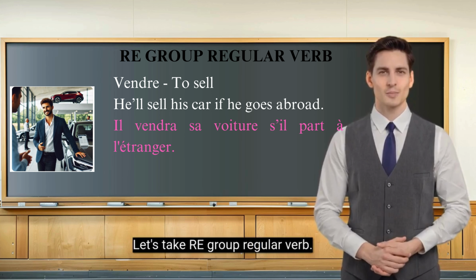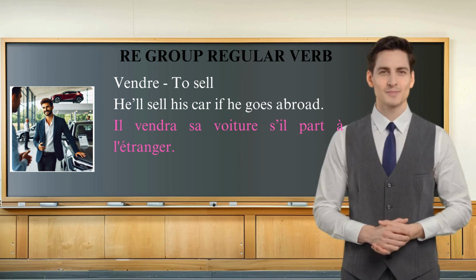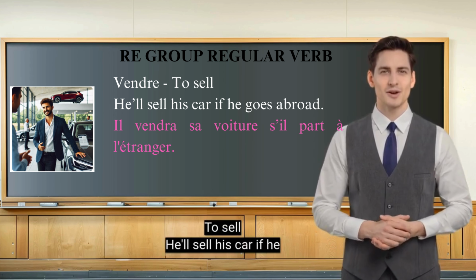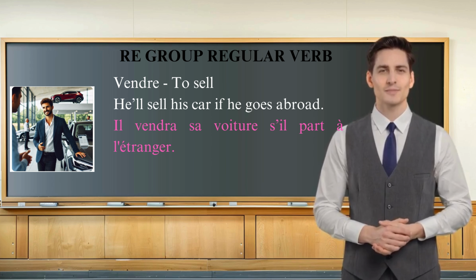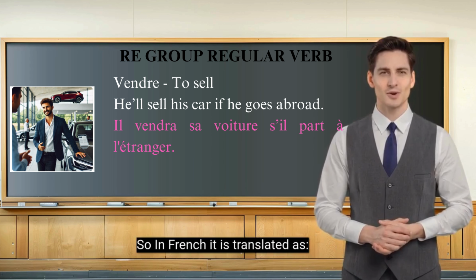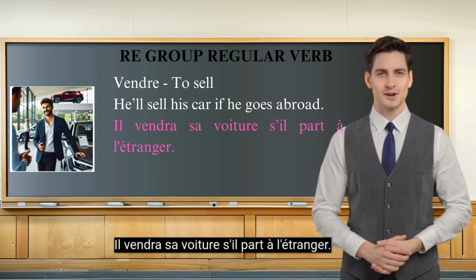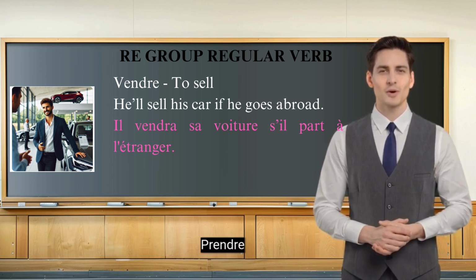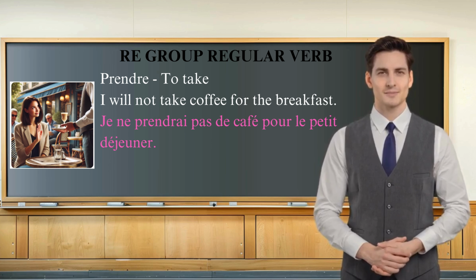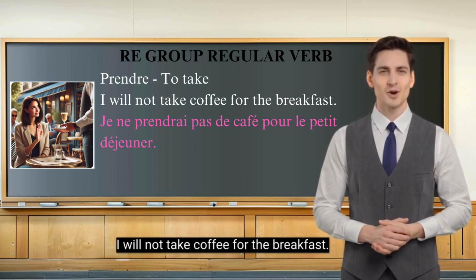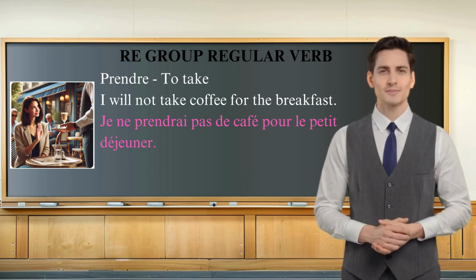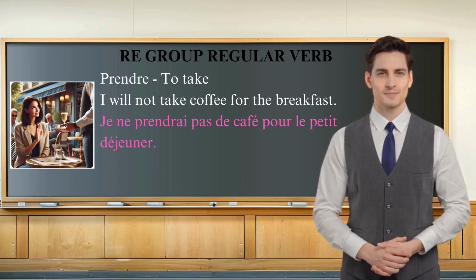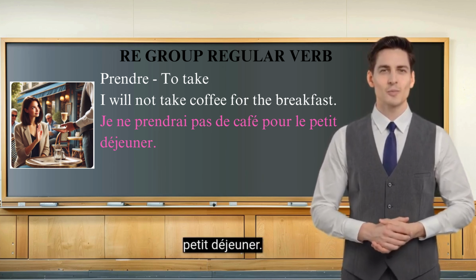Let's take RE group regular verbs. Vendre, to sell. He'll sell his car if he goes abroad. So in French it is translated as il vendra sa voiture s'il part à l'étranger. Prendre, to take. I will not take coffee for breakfast. In French it is translated like this: je ne prendrai pas de café pour le petit déjeuner.